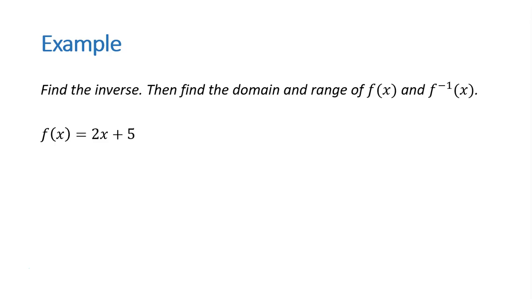So let's start by replacing f of x with y. So y is equal to 2x plus 5. Remember, f of x and y mean the same thing. So wherever there's an f of x, we can always substitute with a y. Now we're going to take the inverse. So inverting means switching x and y. So wherever there's a y, it becomes an x. Wherever there's an x, it becomes a y. So we now have x is equal to 2y plus 5. So for all intents and purposes, we have taken the inverse at this point.